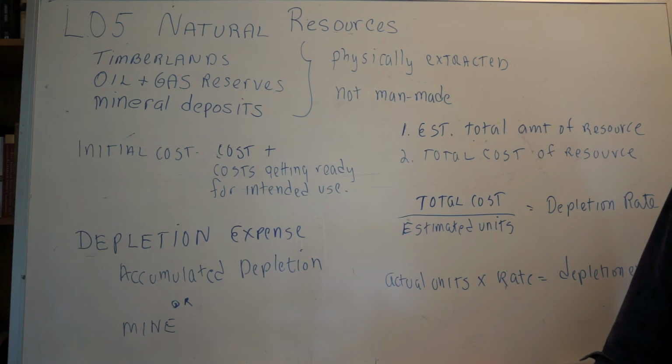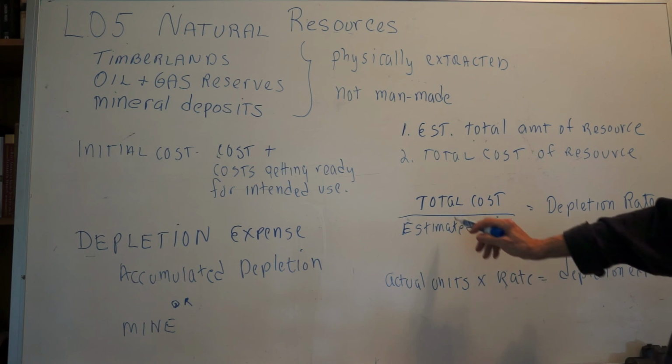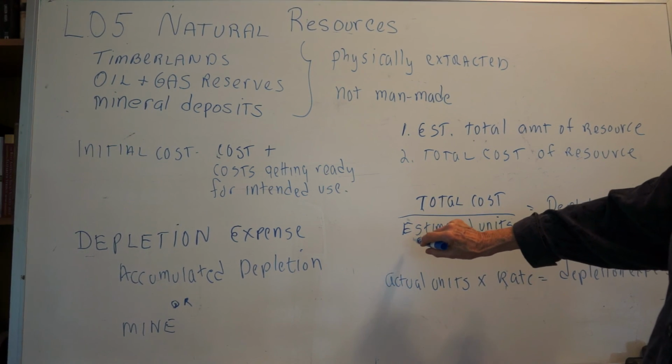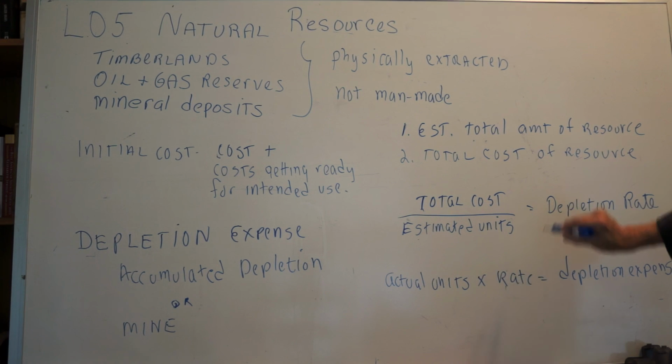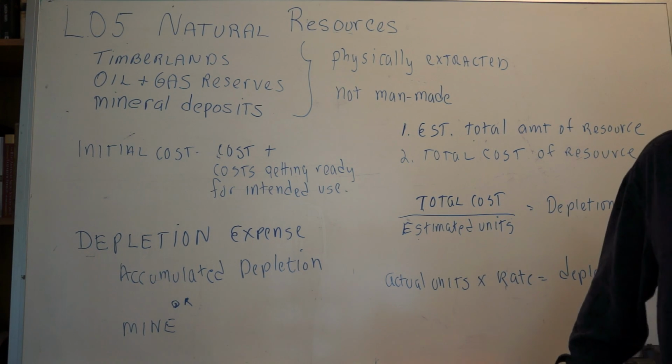The accounting for this is very industry specific. But the basic principle that you have to know is it's really a units of activity method where you've got the total cost of the resource, estimated total number of units of the resource, gives you the rate, actual units times the rate gives you the depletion expense.